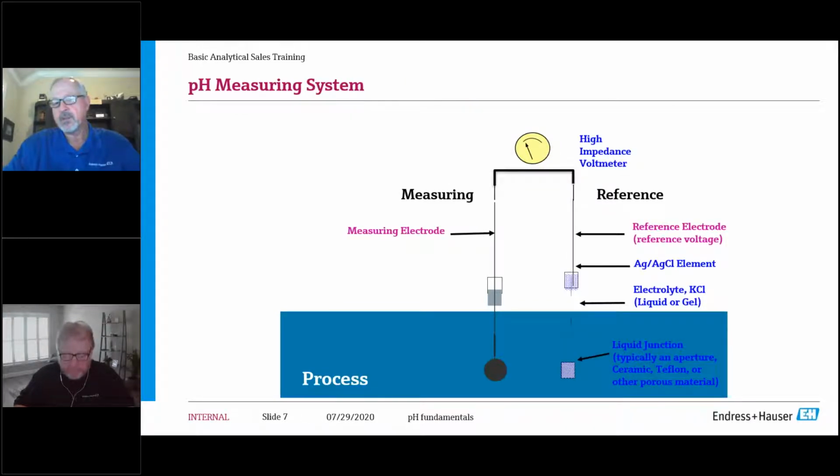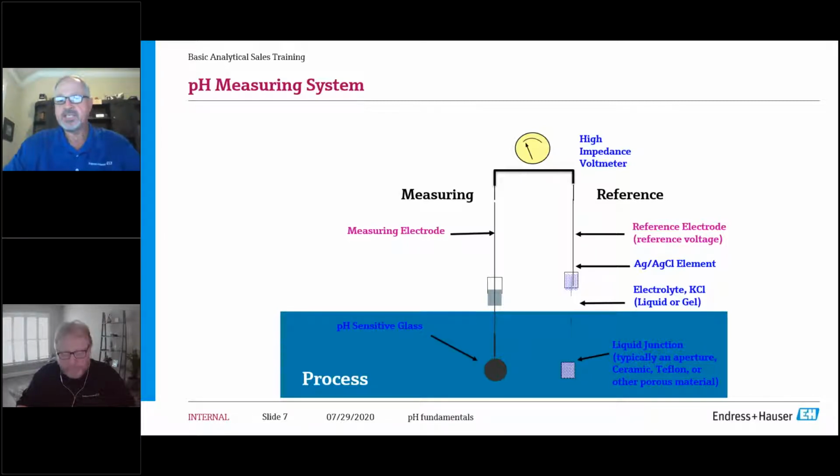So then, in order to protect that reference electrode, we surround it with an electrolyte, which is mostly potassium chloride, silver chloride, so that it's conductive and can come in contact with the outside of that glass bulb through these porous junctions.